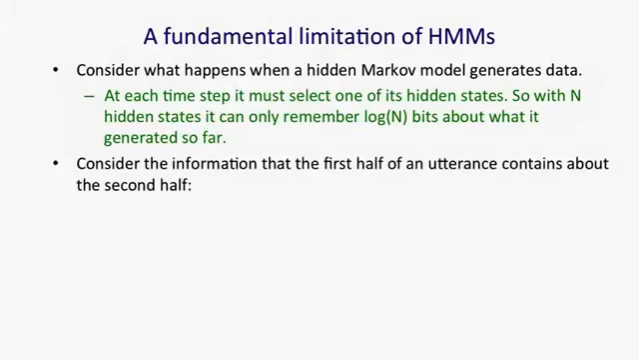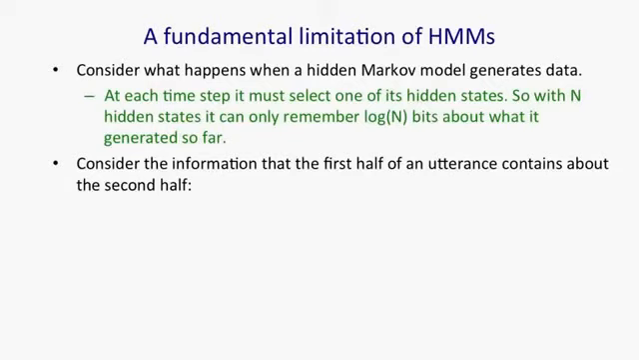So now let's consider how much information a hidden Markov model can convey to the second half of an utterance it produces from the first half. So imagine it's already produced the first half of an utterance, and now it's going to have to produce the second half. And remember, its memory of what it said for the first half is in which of the n states it's in. So its memory only has log n bits of information in it.